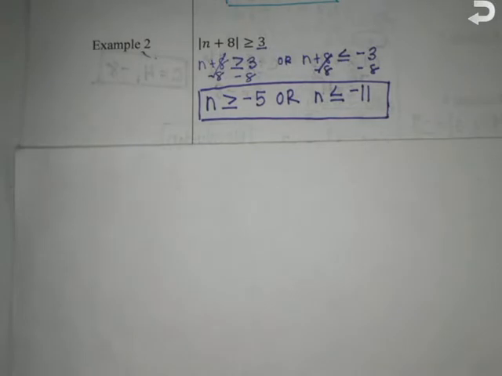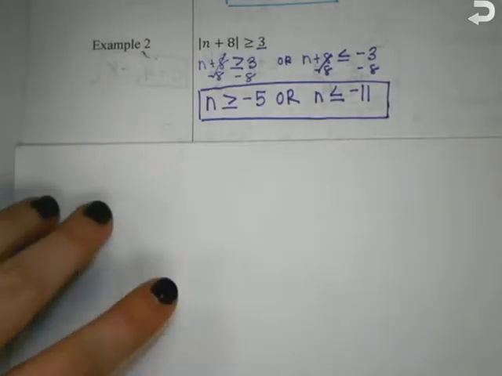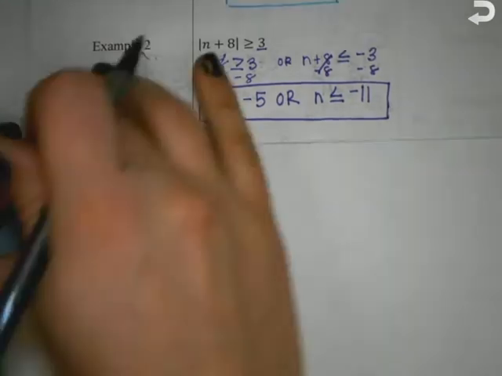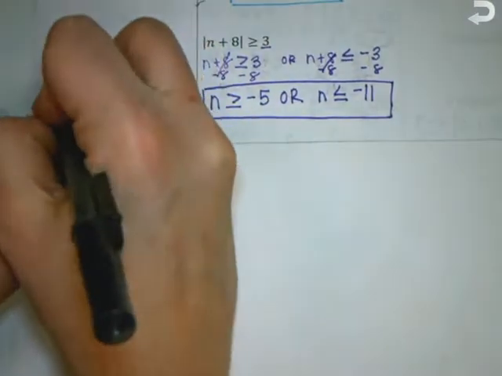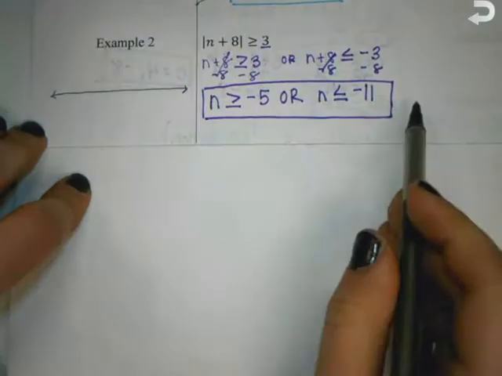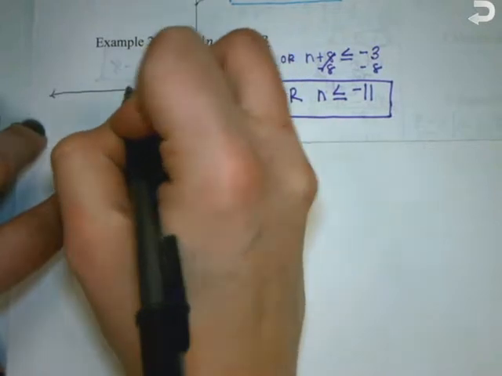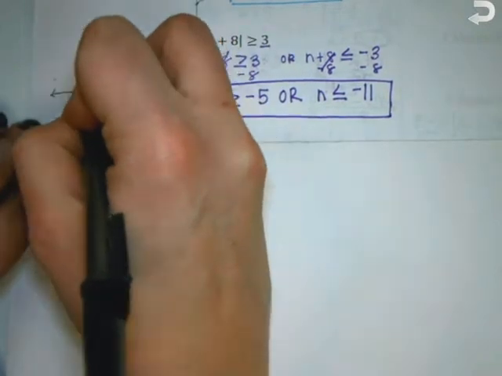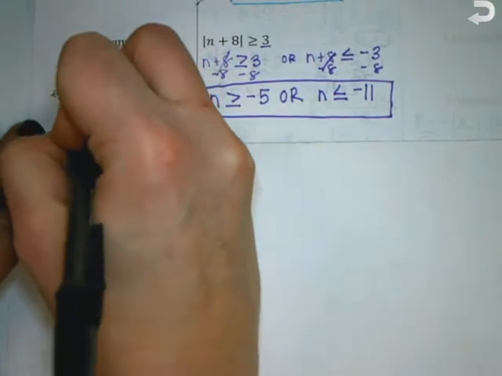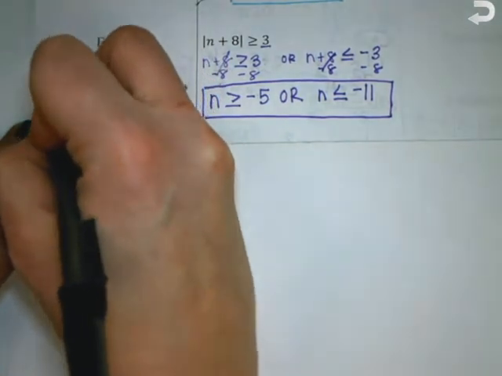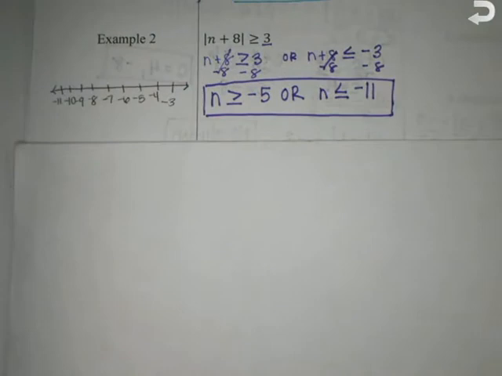So let's draw a number line, and we have to fit some more numbers in here. I'm going to start with negative 3, negative 4, negative 5, negative 6, negative 7, negative 8, negative 9, negative 10, negative 11 barely fit. I want to graph n greater than or equal to negative 5 first. First of all, is that an open dot or a closed? Closed at negative 5, right? Greater than or equal to, so is it going to the right or to the left? It's going to the right, so let's draw that.